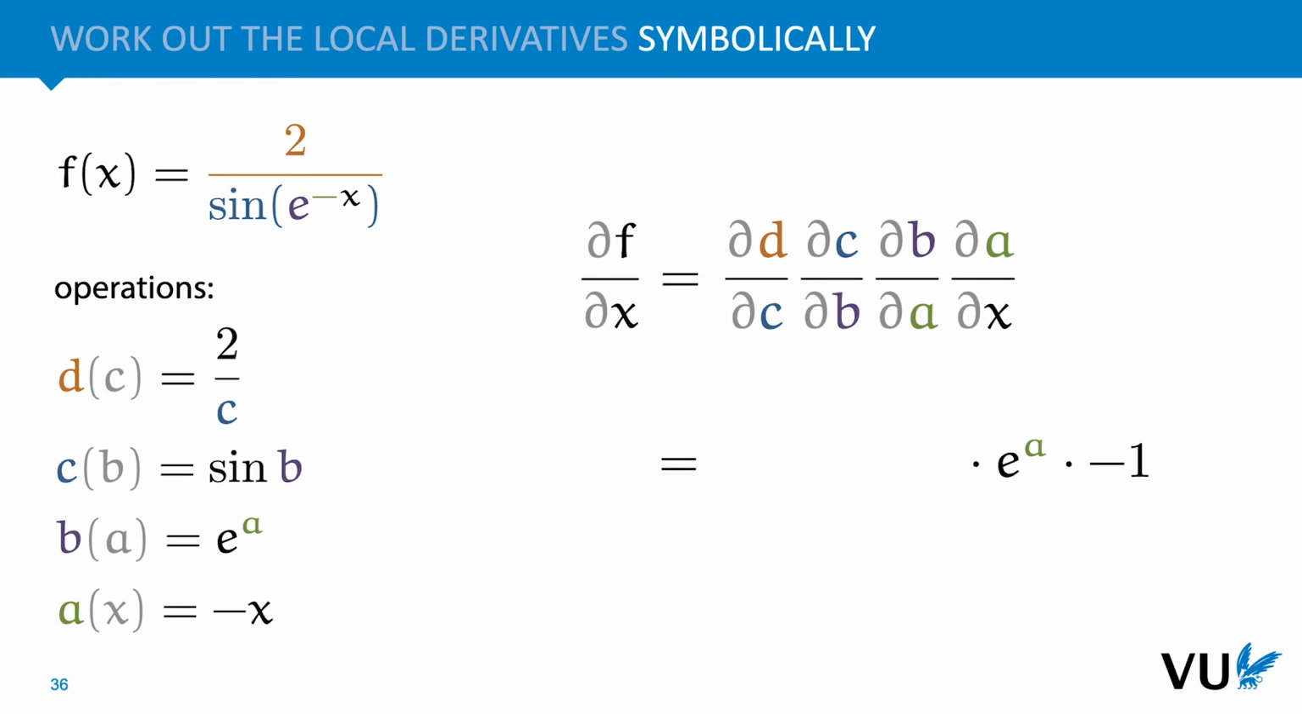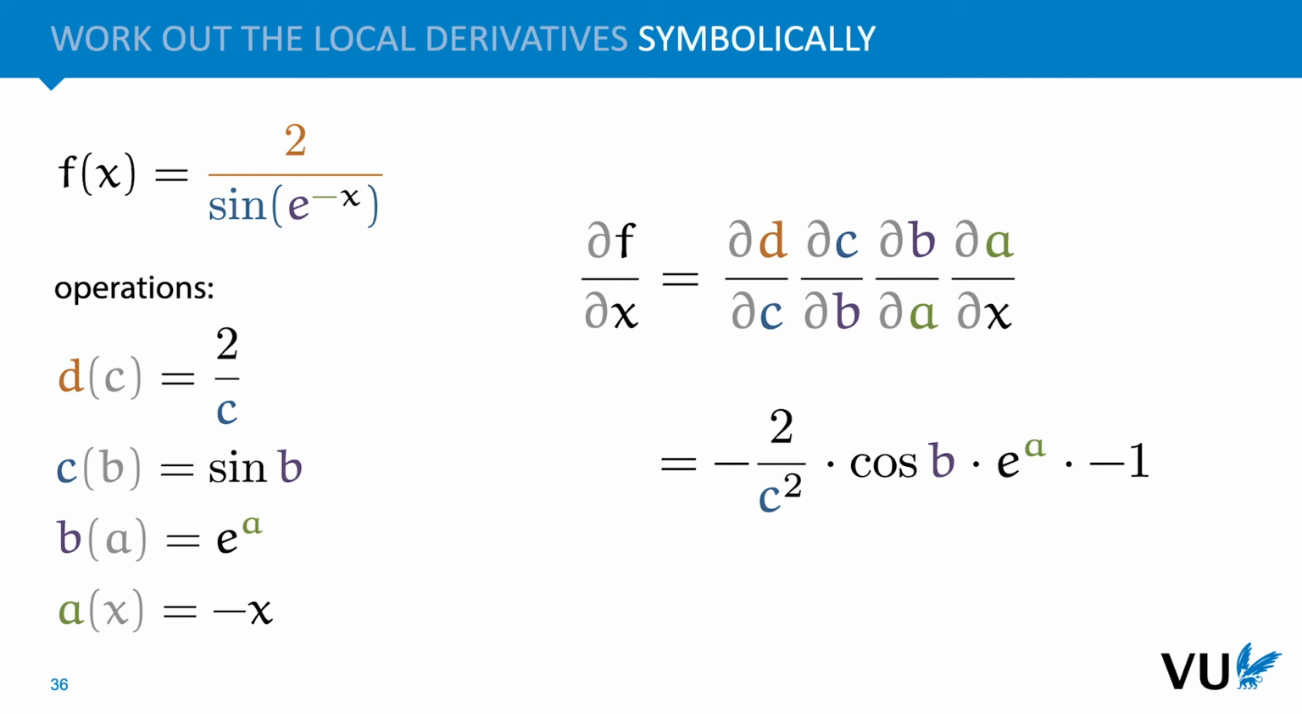Same for c, the derivative of the sine is cosine, and for d, the derivative of 2 over c is a little bit more difficult to work out, but if you write it as an exponent, you will see that the exponent rule tells you that this is minus 2 over c to the power of 2. So that gives us symbolically our local derivatives. That's all we do on pen and paper. We put away the pen and paper, we put this into the computer, and we switch to numeric computation.